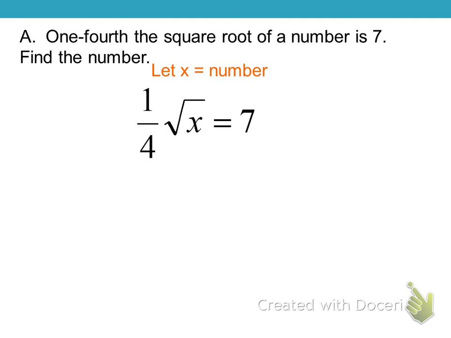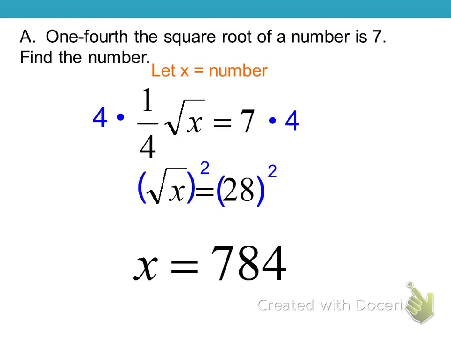You have to get the radical by itself before you can square both sides. So what should I do? Multiply by the reciprocal of 1/4, which is 4/1, which is just 4. So I have square root x equals 28, because 7 times 4 is 28. Then you square both sides. x equals 784. 784 is correct.